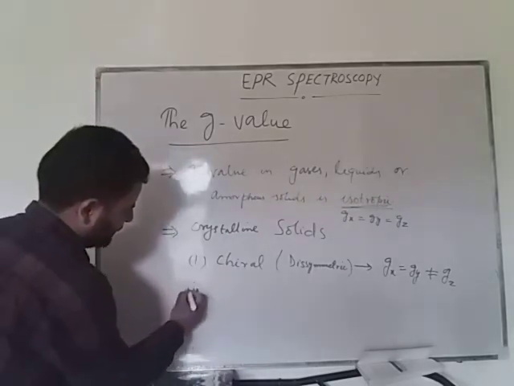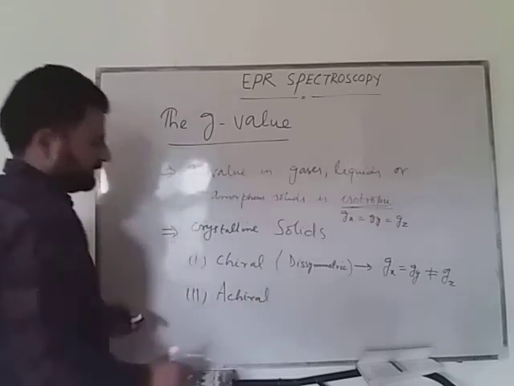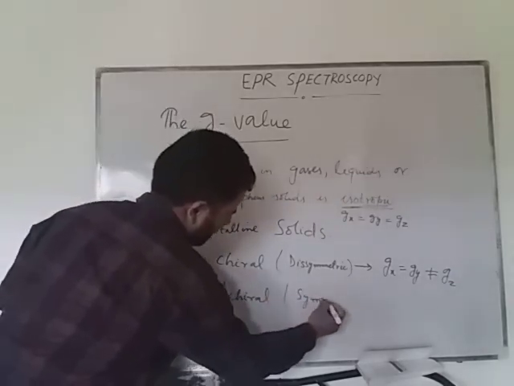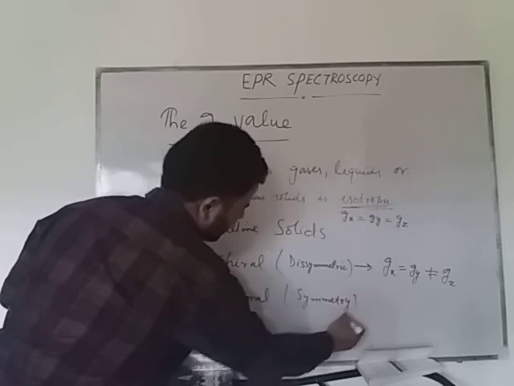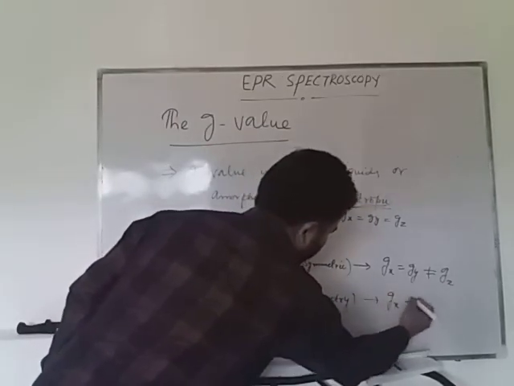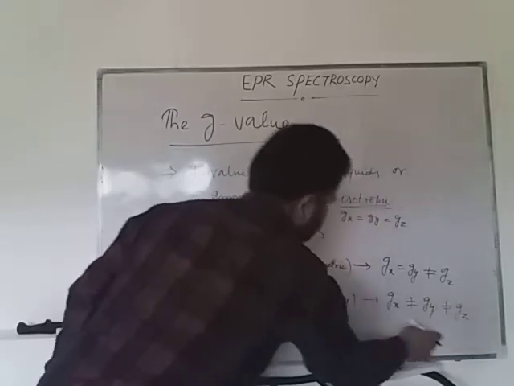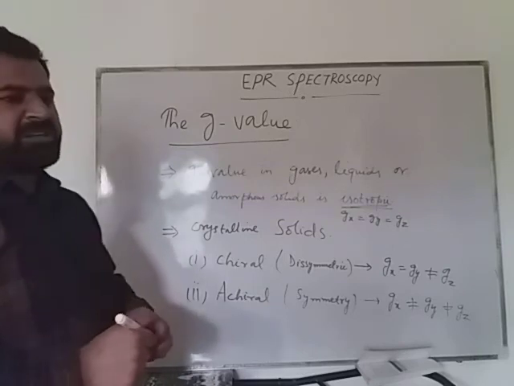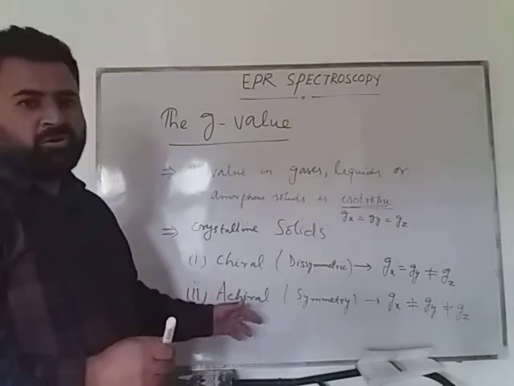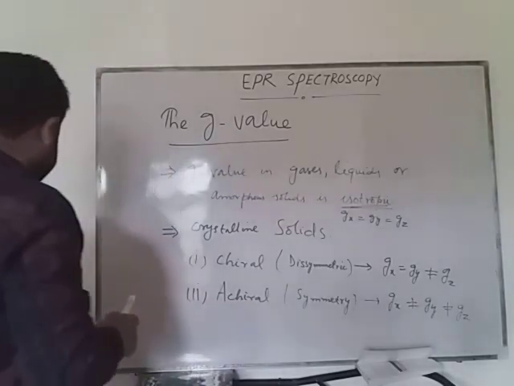However, if the molecule is achiral, that means it may have symmetry. It will be symmetric. In this case, gx will not be equal to gy, will not be equal to gz. That means in all directions the value of g will change. That means it will show total anisotropy in case of achiral crystalline solids.